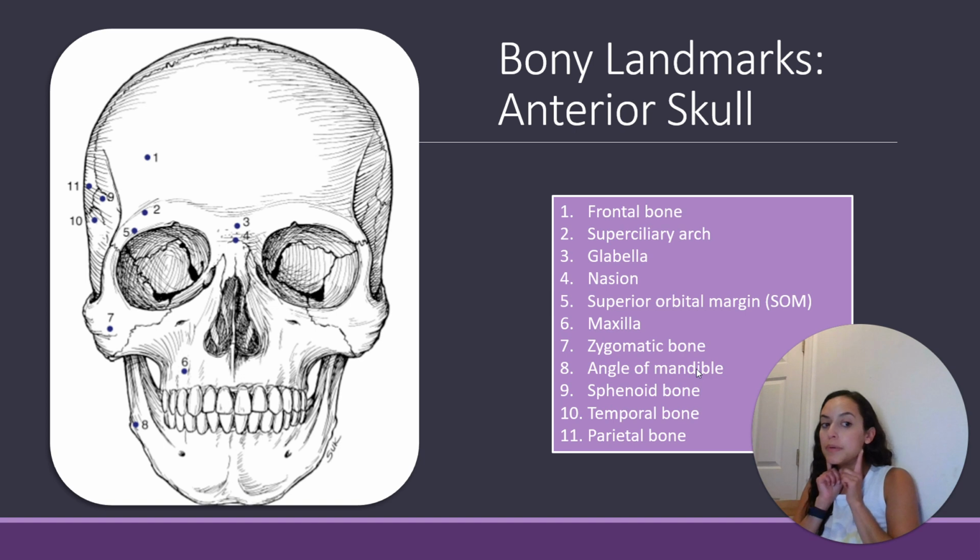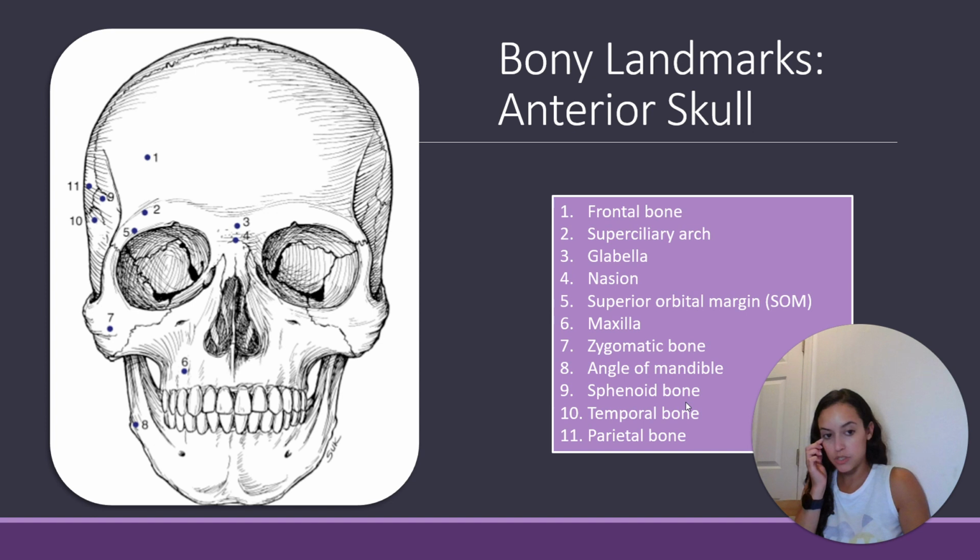The angle of the mandible. So everybody has a mandible. That's your jaw. In this case, it's number 8. The angle, which in some people is more prominent than others, is a very important structure. It's very easy to see, very easy to localize.